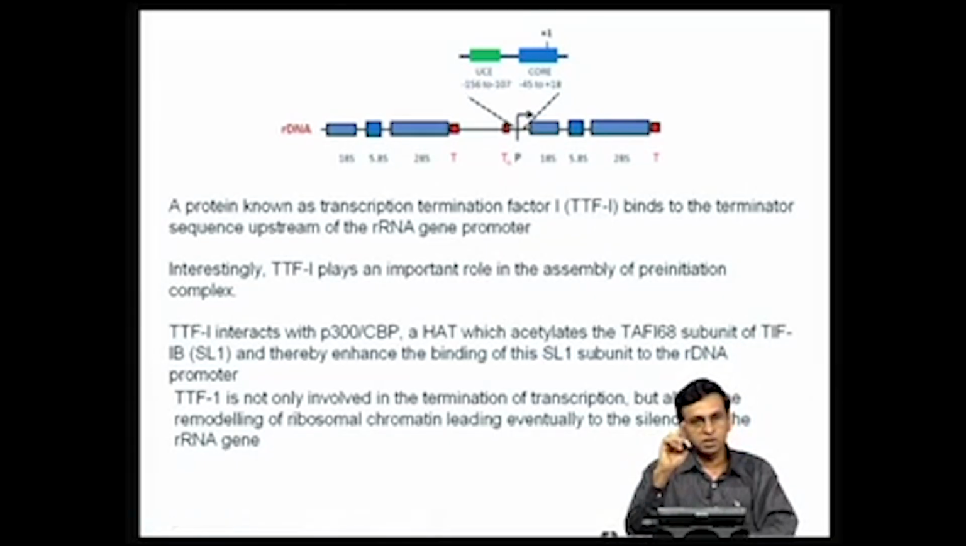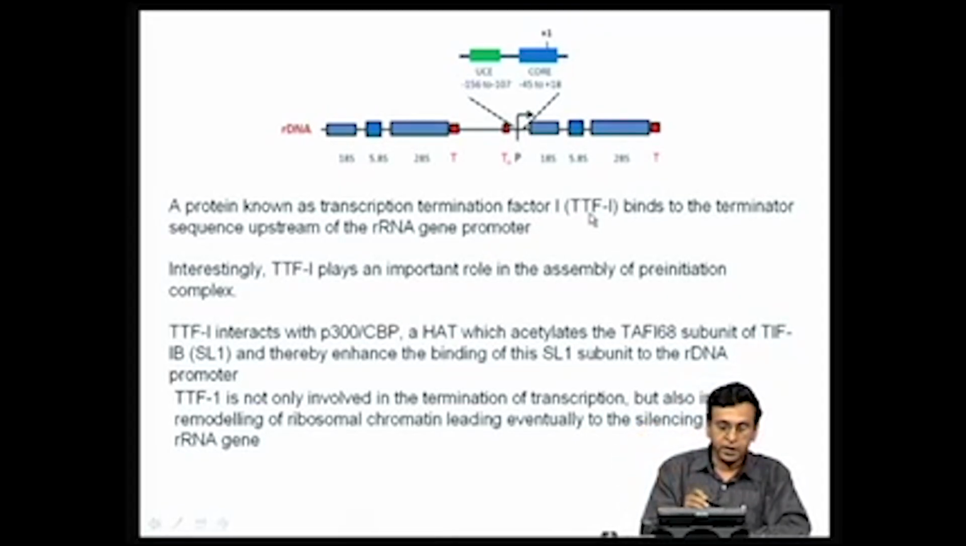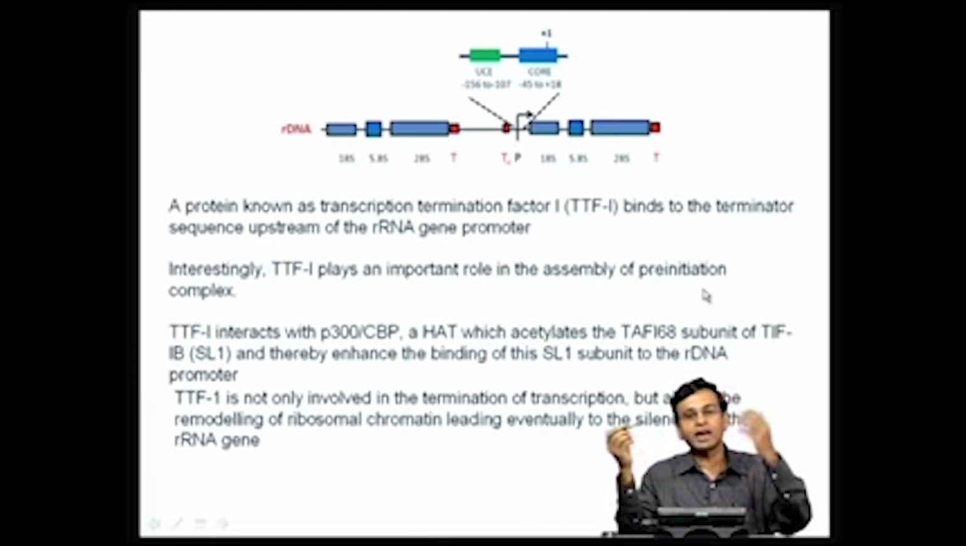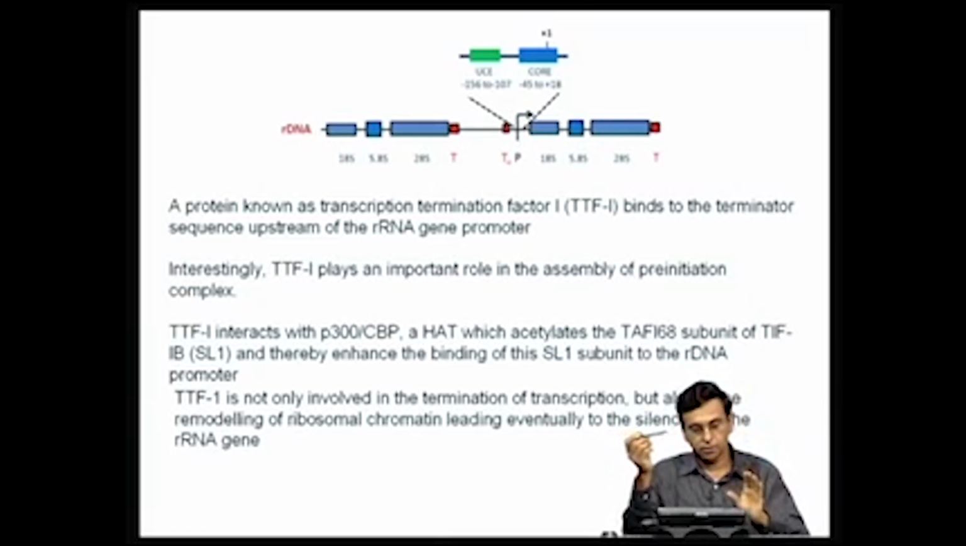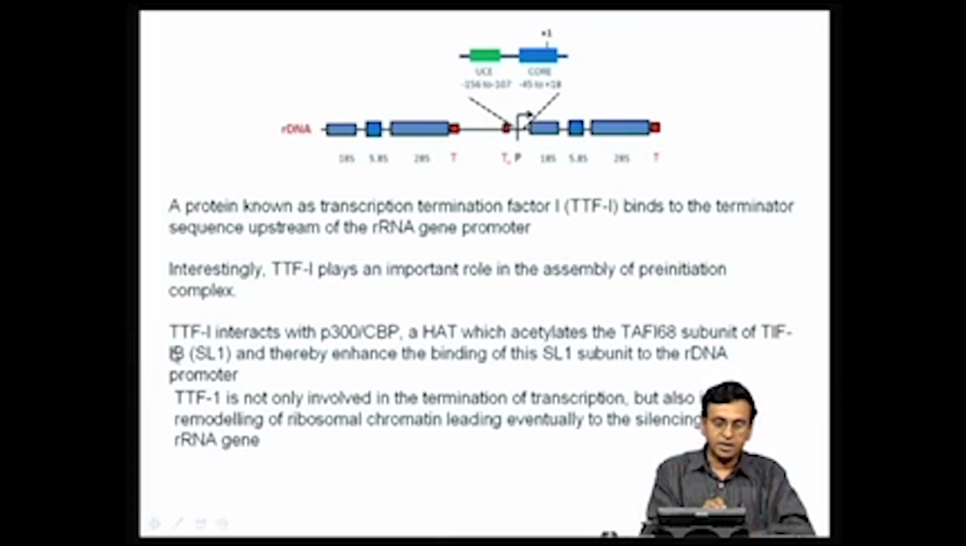But one unique feature about this transcription termination factor 1 is that it plays a very important role not only in termination of Pol I transcription, it also plays a very important role in the assembly of the pre-initiation complex. It is a very rare example where a protein designated a transcription termination factor actually promotes transcription initiation. How does it do it? It turns out TTF1 interacts with a histone acetyltransferase, which we again studied extensively in our previous lectures, called P300 or CREB binding protein, which has histone acetyltransferase activity.